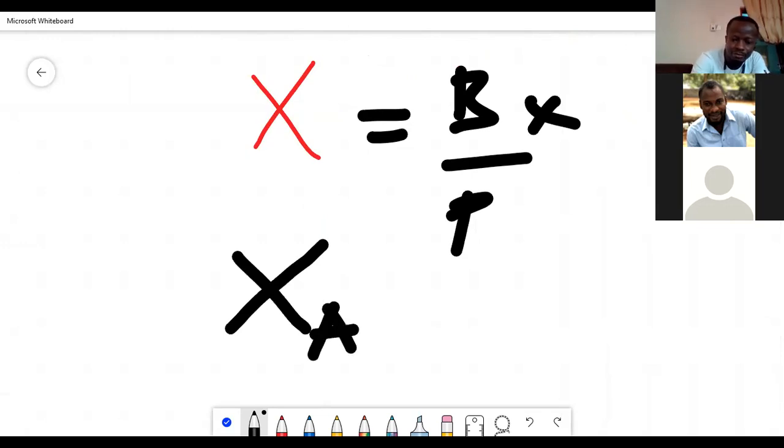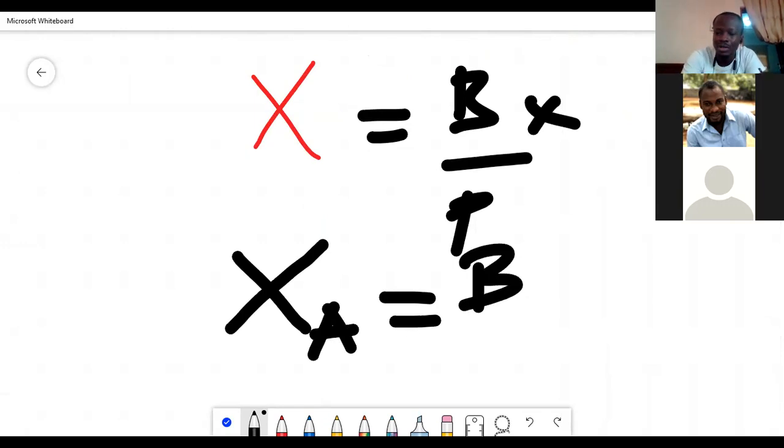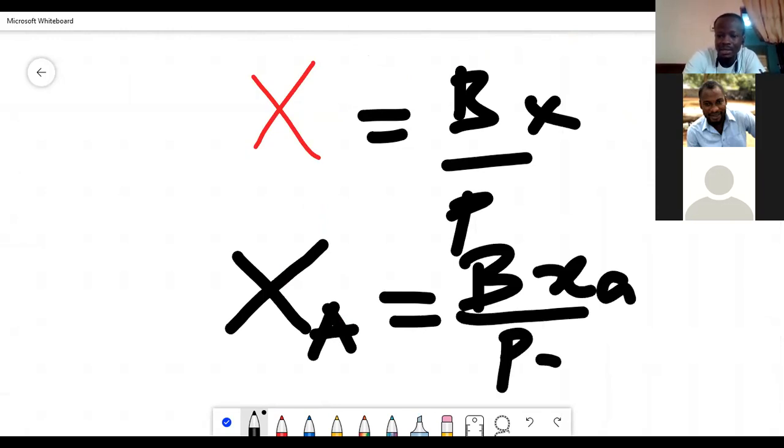So X capital A, for any point A. Normally we ask a question to calculate X at a certain point. You have to adapt the formula to look like this: over PA, the parallax at point A, and xA. Are you getting that? So parallax for a particular point should be looked at this way. So you adapt it.